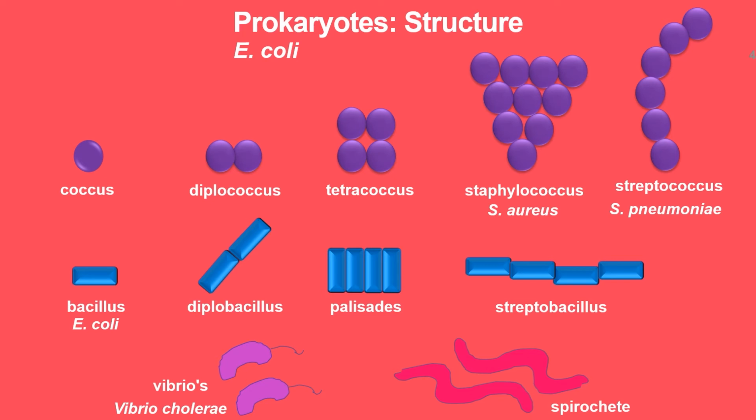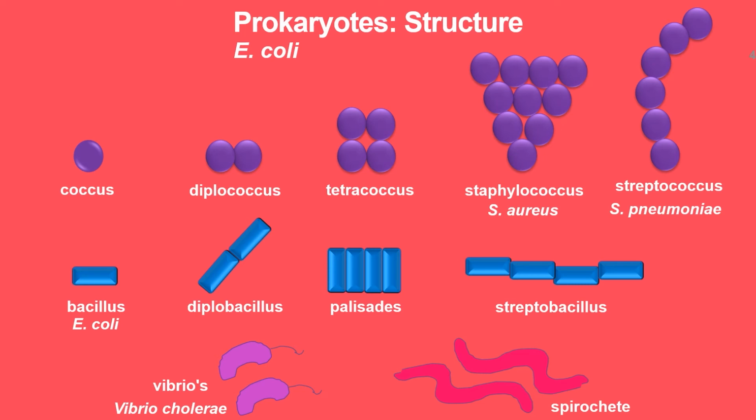And then there are also some other types of prokaryotes which have quite different structures. So we have these vibrios, which have this comma shape, and we have these spirochetes, which have this sort of helical shape. So we can identify the different types of bacteria according to this shape. And this then gives us an idea of what that bacteria is. So I've included some examples here.